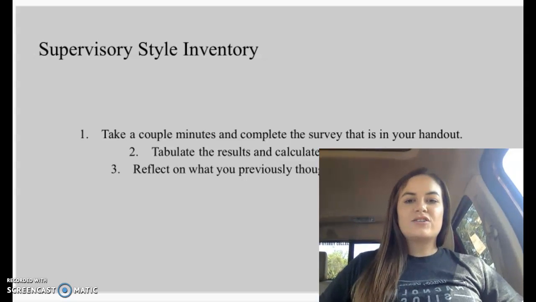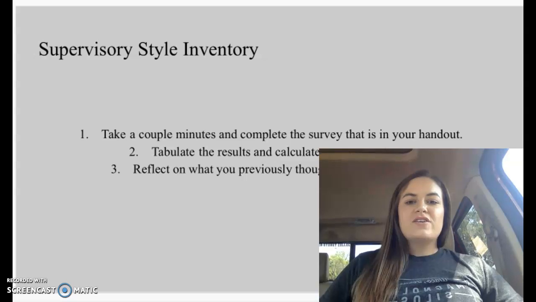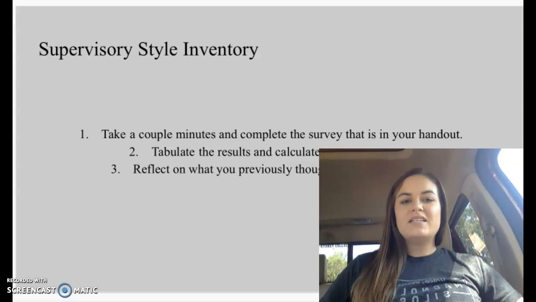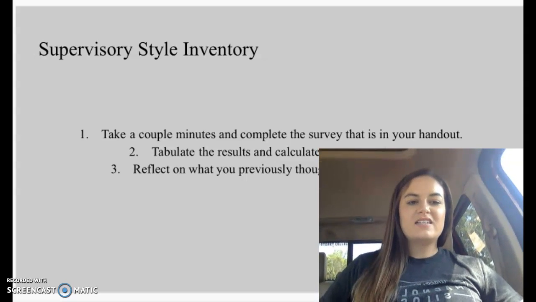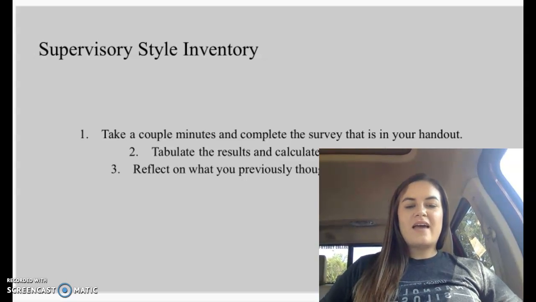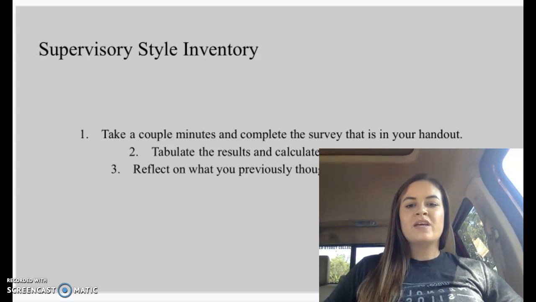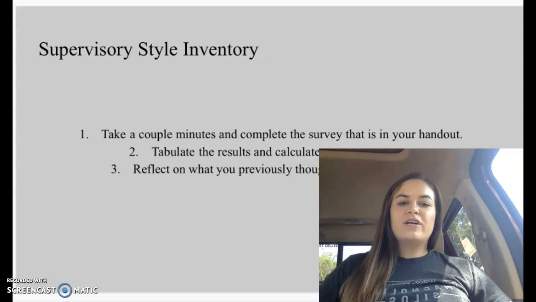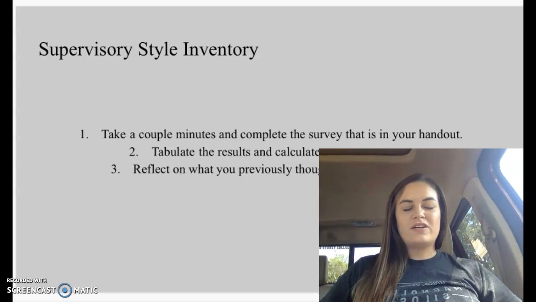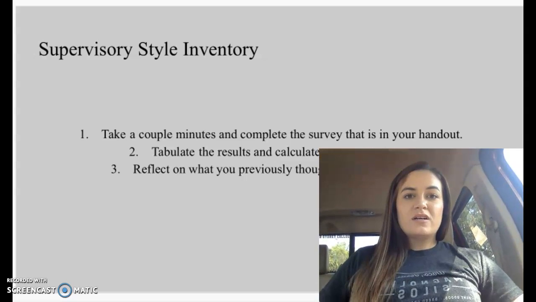So now we're actually going to take an inventory to determine what kind of style that we are. So one, we're going to take a couple minutes and complete the survey that is in your handout. Two, we're going to tabulate our results and calculate your percentages. It tells you the directions for that on your survey. And three, we're going to reflect on what you previously thought and determine if we're correct. So I'm going to give you a couple minutes to complete this survey.